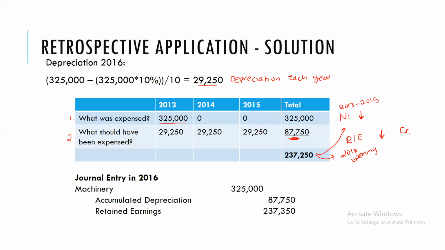Right? So it's useful for you to do a chart like this of what happened, what should have happened, so you can kind of figure out what's the entry to fix it. And then in 2016 going forward, you would just use this new, calculated depreciation. So you would debit depreciation expense, credit accumulated depreciation, 29,250. So you would do that in 2016 as well.